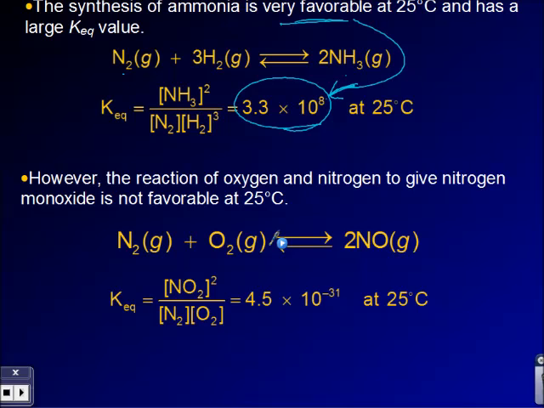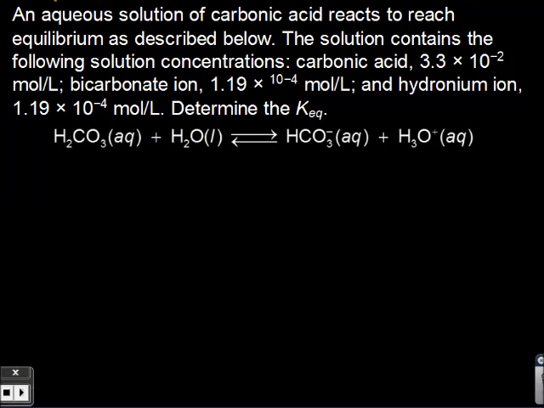In contrast, we have the reaction of oxygen and nitrogen, which gives nitric oxide, nitric monoxide, which thankfully has a very small KEQ, which we would say is unfavorable, not favorable. We call it an unfavorable reaction because it's got a very, very small number. And I say thankfully because that's very toxic and we don't want to breathe it.